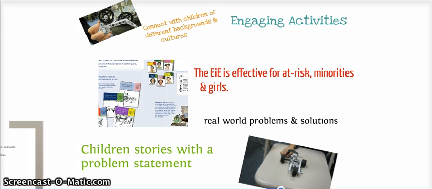Each lesson has a connection to a child from a different background or culture. It involves an engineering problem and real-world problems and solutions in an engaging activity. The benefit of this type of format is that it is particularly effective for at-risk children, minorities, and girls.